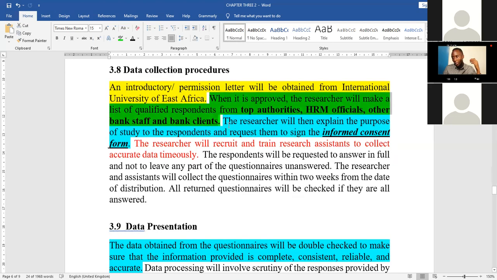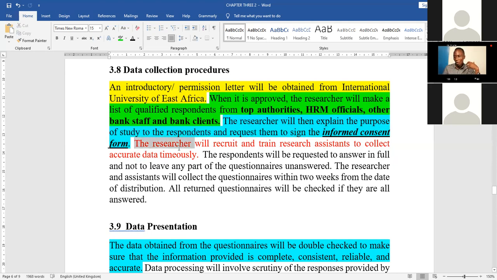And then after that, we are seeing that the researcher will then explain the purpose of the study to the respondents and then request them to sign the informed consent form. Now, before you give the questionnaires to these people, you're supposed to request these people to sign the informed consent form. Why? Because if they don't sign this form, then that means that they are not allowed to give you information. So it is called an informed consent form. You are asking them for permission. Okay, so that is it.